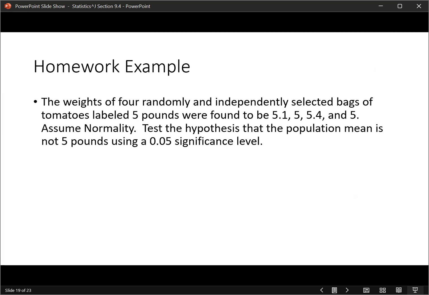All right, and now let's do a homework problem for the third example here. We've got the weights of 4 randomly and independently selected bags of tomatoes labeled 5 pounds: 5.1, 5, 5.4, and 5. Assume normality of the distribution, and then test the hypothesis that the population mean is not 5 pounds using a 0.05 significance level.